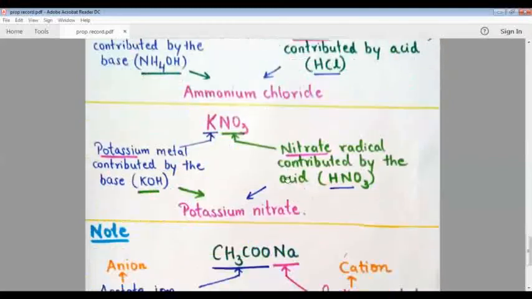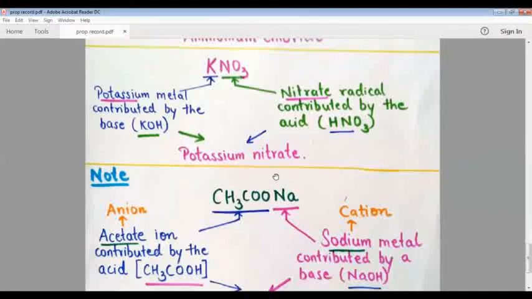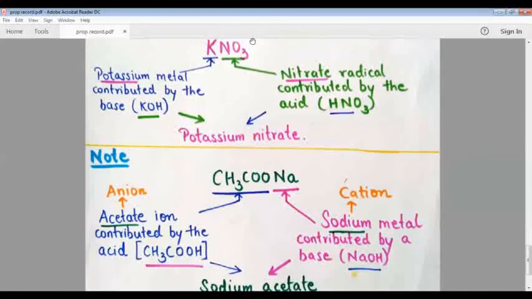Next example, it's similar to the one we have seen for calcium. This potassium K is also a metal. So it can come from which base? It can come from potassium hydroxide. Whereas this second part, which is the negative part, nitrate, can come from which acid? It can come from nitric acid, as nitric acid has a nitrate group, isn't it? So now we can name this particular salt as potassium nitrate.